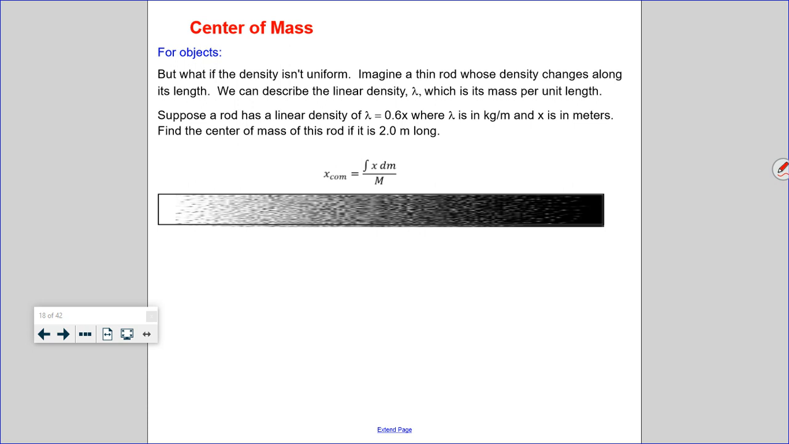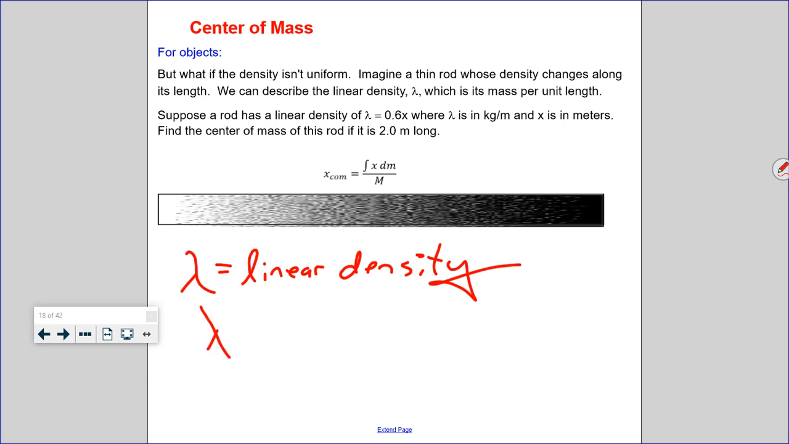So we can describe the linear density. We're going to use the Greek letter lambda to represent linear density. Okay, and it's mass per unit length, all right? Now notice it's changing, right? So for us, I like this lambda that I made here. Our linear density, according to the problem, is lambda equals 0.6x, where x is the number of meters from the end of the rod. So in other words, over here we're at x equals 0. Over here, x equals 2 meters, because it tells you that the rod is 2 meters long.